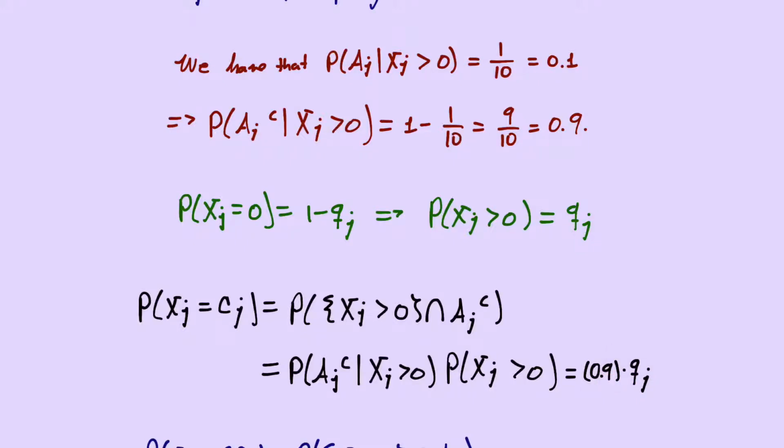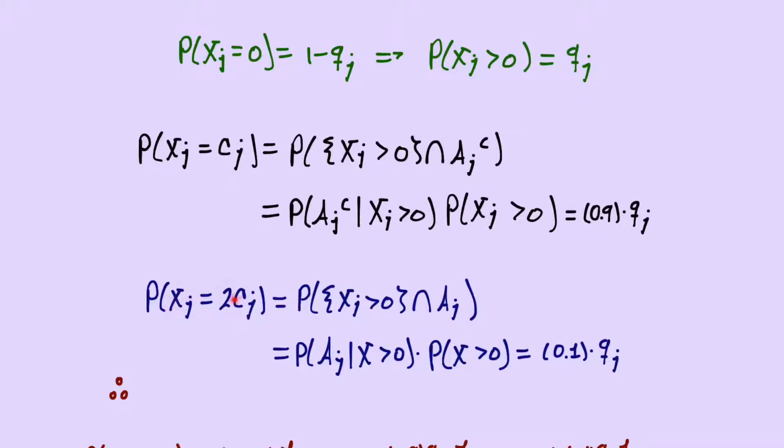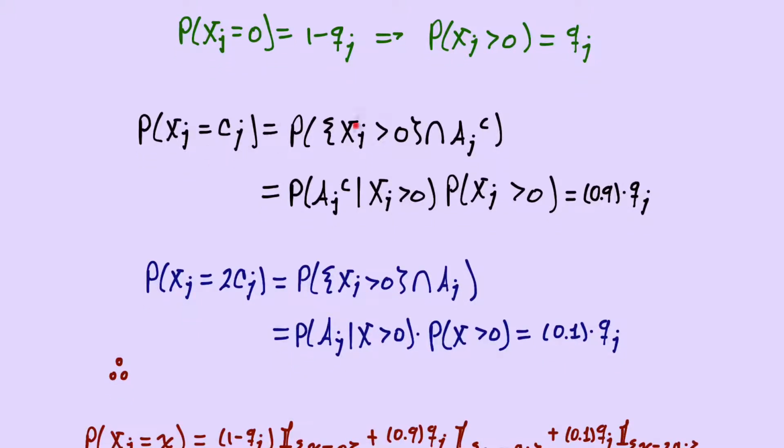times qj. In a very similar way, we can compute the probability of x to be equal to 2 times cj. It will also be the intersection of two events, but in this case, the first event is when we pay something because the policyholder dies, and in this case, we want that death to be accidental, so then the value that we pay will be 2 times cj, and with a similar step, we can get that this probability would be 0.1 times qj. Okay, if this was clear, this would have also to be clear.